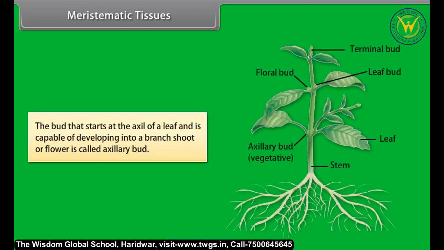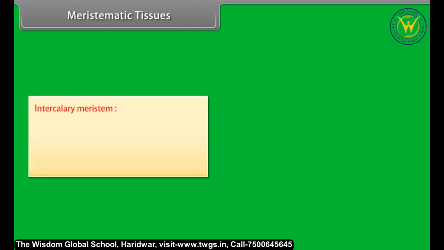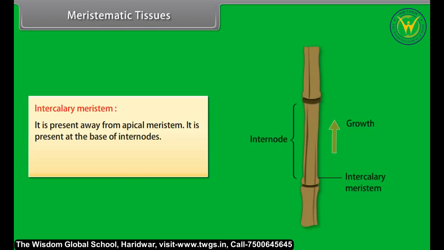The bud that starts at the axil of a leaf and is capable of developing into a branch, shoot or flower is called axillary bud. Meristematic tissues. Intercalary meristem. It is present away from apical meristem. It is present at the base of internodes, for example, in grasses and wheat, or at the base of leaf.